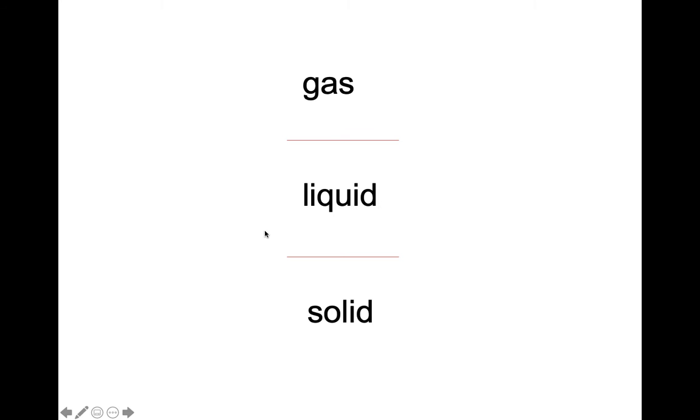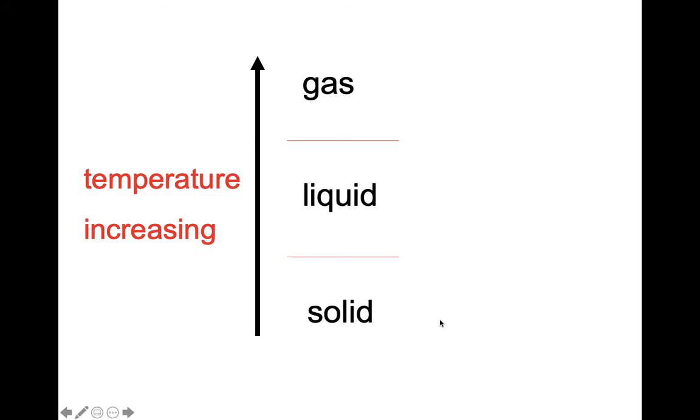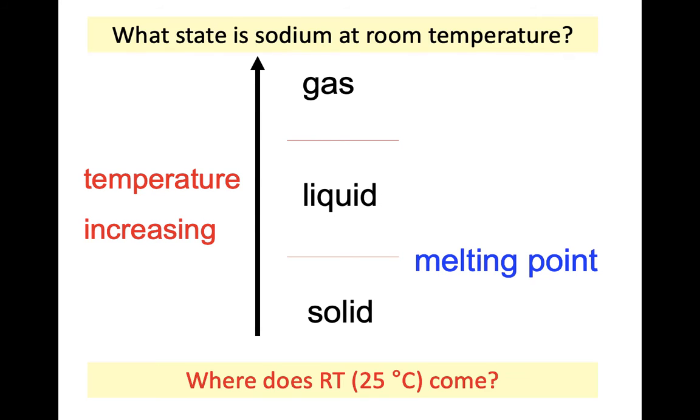So, solid, liquid, gas. As the temperature increases, you will reach your melting point and your solid will become a liquid. As it increases even more, you will reach the boiling point and your liquid will become a gas.